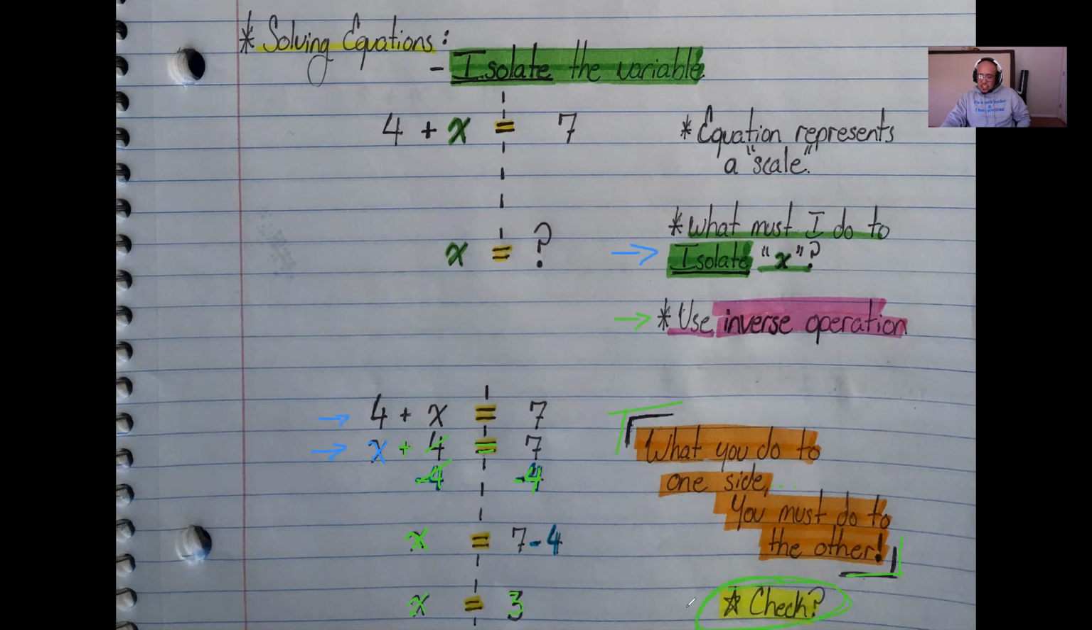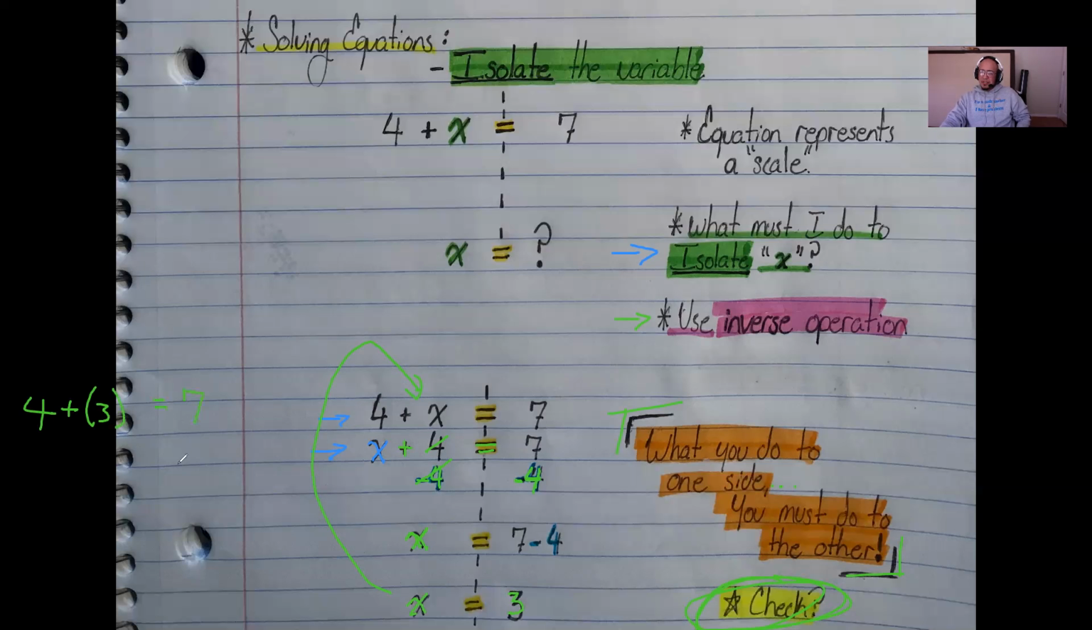Now, ladies and gentlemen, let's check it. Realize how much sense this makes. If I know what x is, if x has to equal 3, well, let's put it back into the equation. Let's rewrite the equation. 4 plus, but instead of an x, I'm going to put a 3 now. 4 plus 3 is equal to 7.